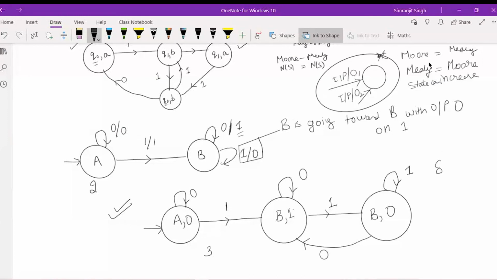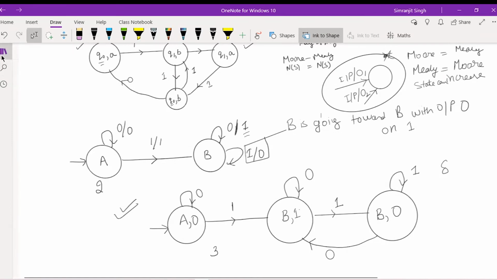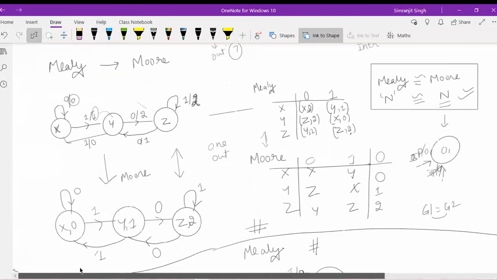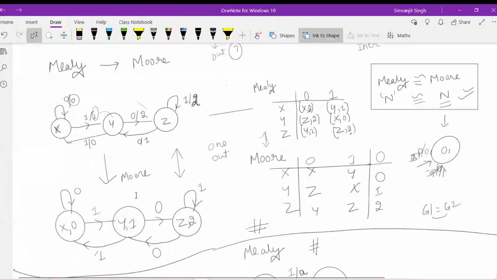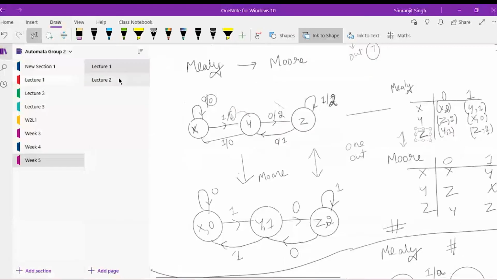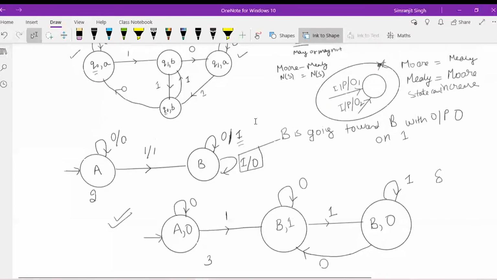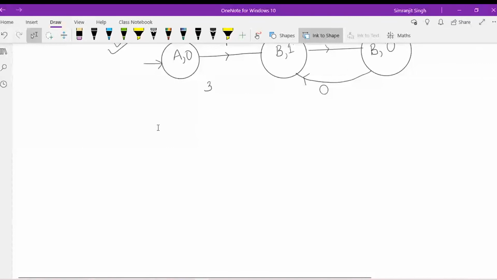Again, I'm repeating myself, this is the important point. From Mealy to Moore conversion, states can increase. It will not always increase, but it can increase. If you see the previous example of Mealy to Moore conversion, the states have not increased. This is your Mealy and this is your Moore, and the number of states is equal: X, Y, Z and X, Y, Z. I am saying it may or may not increase, but it can increase. Keep that in mind.